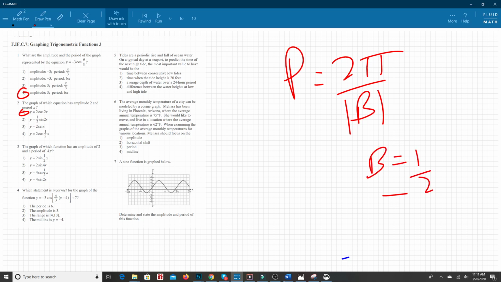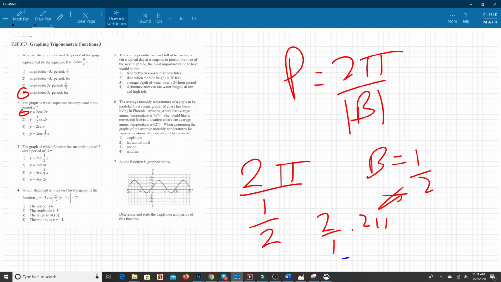B equals 1/2. Why? Because if we have 2 pi over 1/2, we can't divide a fraction by a fraction. We have to flip and multiply. So what we're going to do is say 2 over 1 times 2 pi. It's going to equal 4 pi. So we need a B value of 1/2 and we need an amplitude of 2. So again, this leaves us with an answer of 1. Let me know if you have any questions so far.